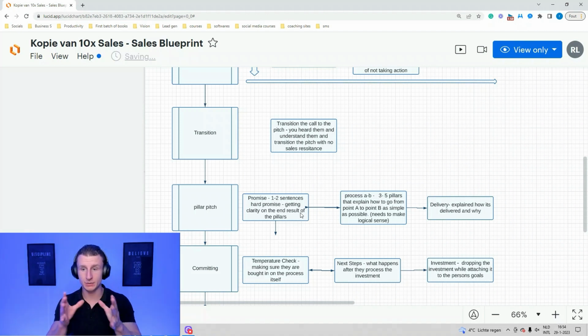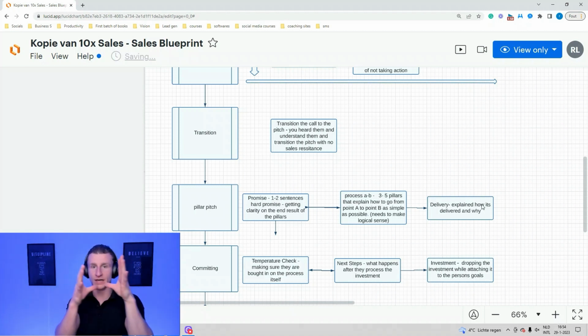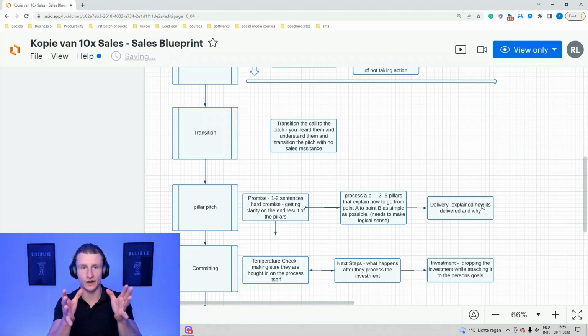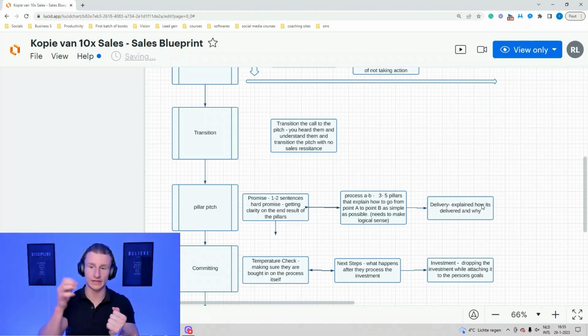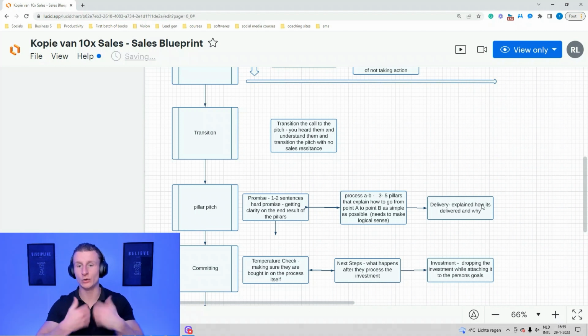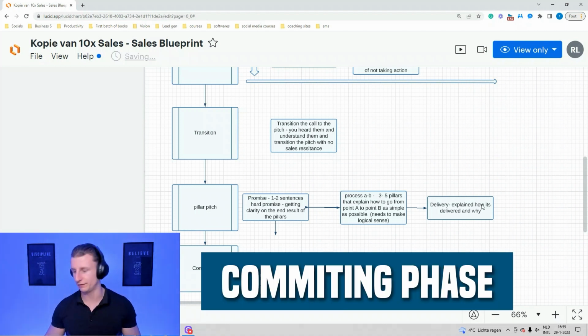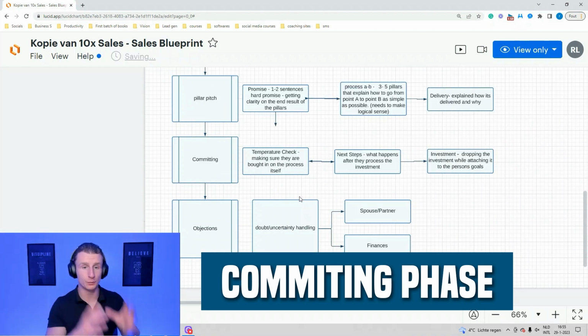So then you explain that, and then eventually you're going to delivery, like how is this all fulfilled? So you have your hard promise, then the bridge, so like the 3 to 5 pillars, 3 to 5 steps they're going to take together with you in order to get the results, and they explain how these pillars are fulfilled. And then we have the committing phase. So then the pillar pitch is done.